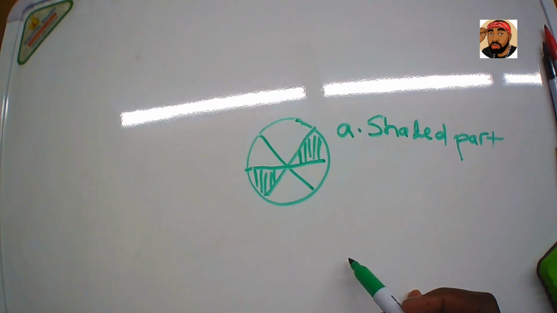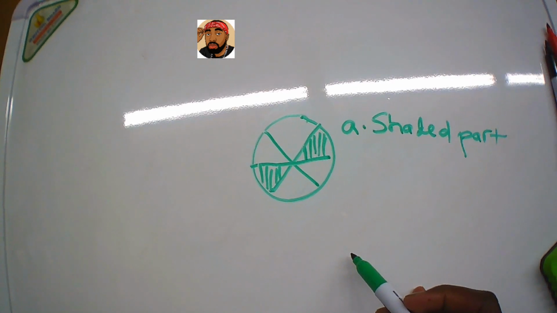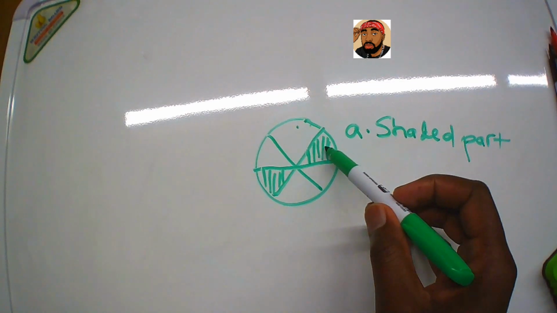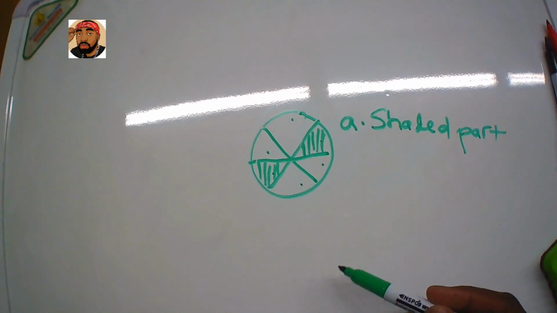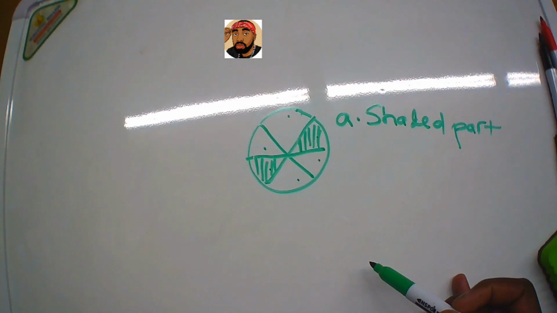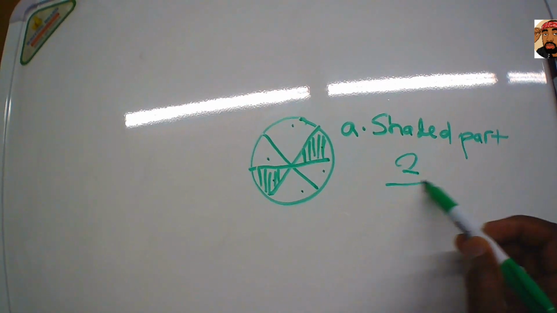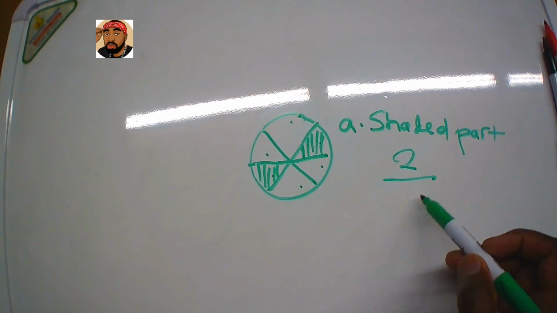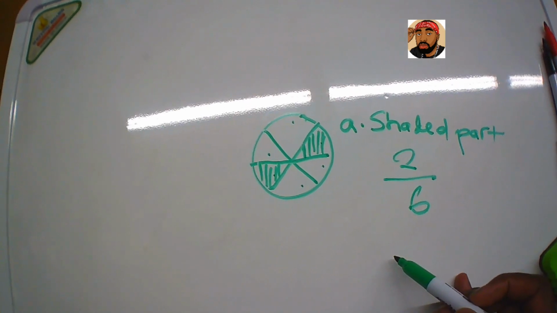We count the parts that are shaded there. Actually, first of all, we need to know the total of the whole part there. So I'll say 1, 2, 3, 4, 5, 6. So the whole part is 6. Then for the shaded part, you're going to say 2 over how many parts? 6. So the fraction for the shaded part is 2 over 6.